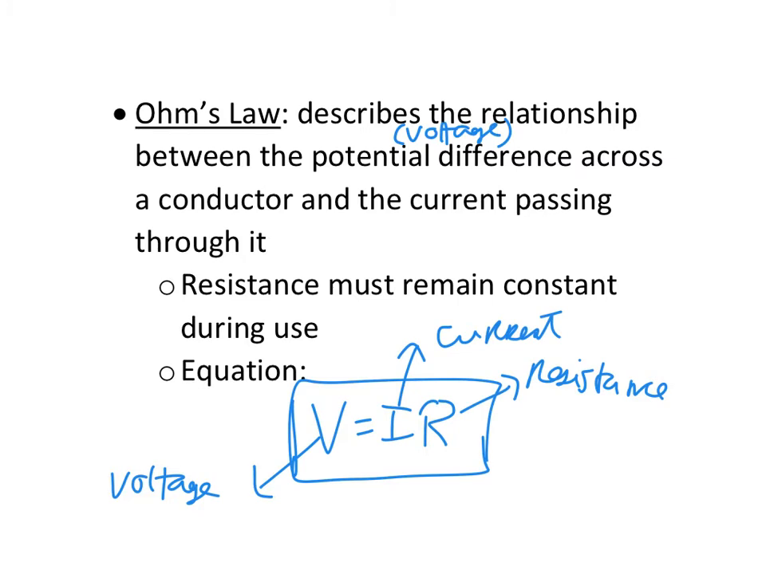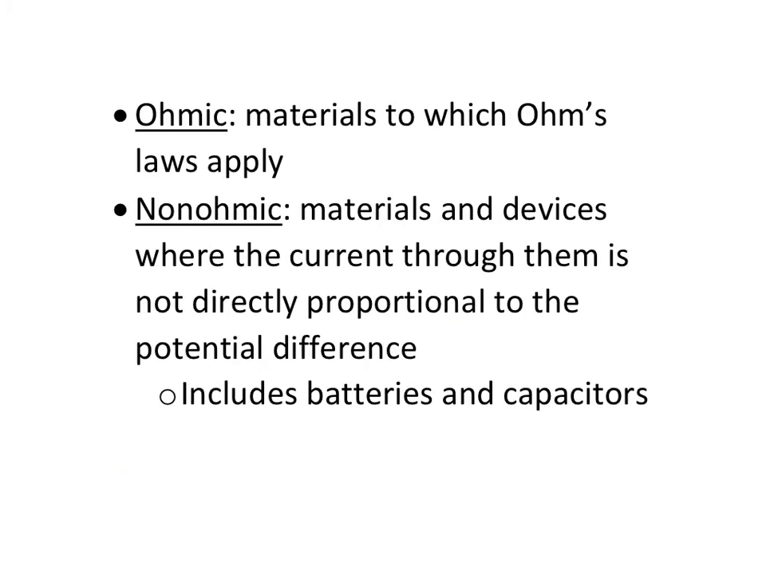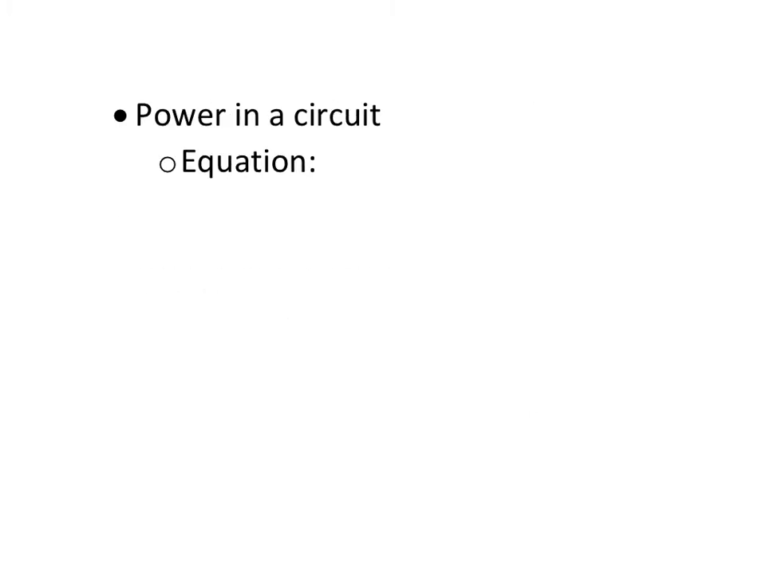So very simple algebra when using Ohm's law. If something is ohmic, it means that Ohm's law applies to it. If something is non-ohmic, it means that Ohm's law does not apply to it. So something such as a battery or a capacitor, and capacitors we actually don't cover at all in this course. So let's just think of batteries. Batteries are not going to follow Ohm's law, so they are considered non-ohmic. You don't really need to worry about the fact that it's non-ohmic. Just know that we're really only using ohmic devices or materials. So it's ohmic if Ohm's law applies to it.